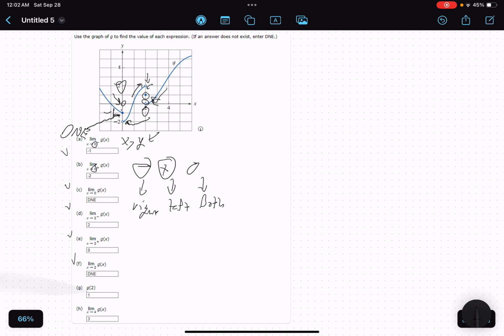And then g of 2, if it ever asks you something like this without a limit, basically what you're doing is you're just evaluating at a certain point, not at whether or not it approaches it or not. And in this scenario, the closed dot is actually related to the answer here. That's what it's equal to. But if the closed dot didn't exist, then likely there would be no answer.